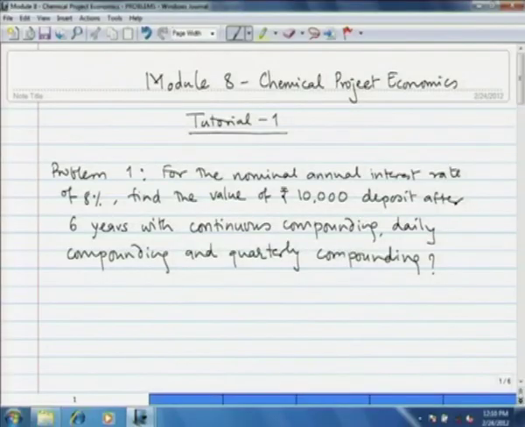In this lecture and the next lecture, we shall see various problems based on the theory that we have learned. We shall first start with simple problems based on time value of money, and later on we shall see problems on replacement or alternative investment, and then finally we shall see a detailed evaluation of the project based on the cost data. So, let us see the first problem of today's lecture or today's tutorial.